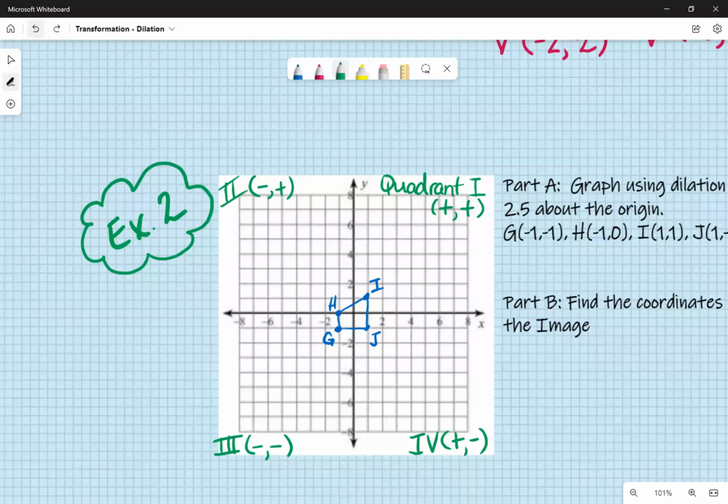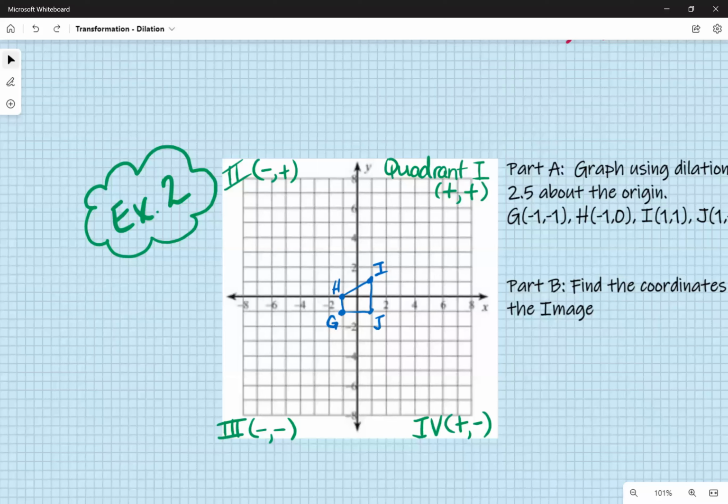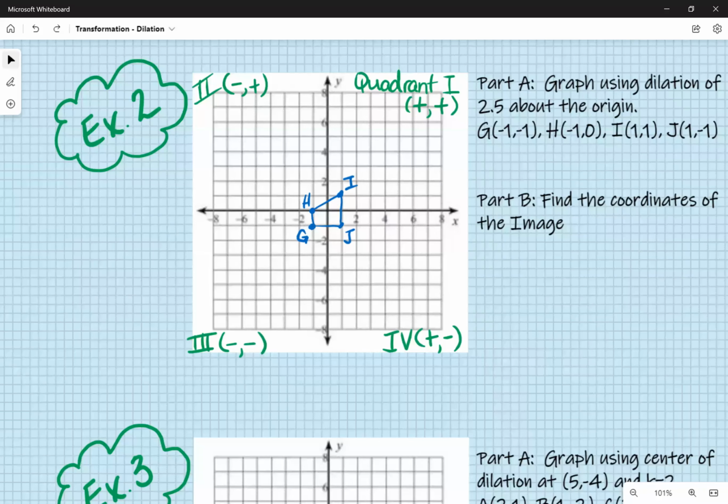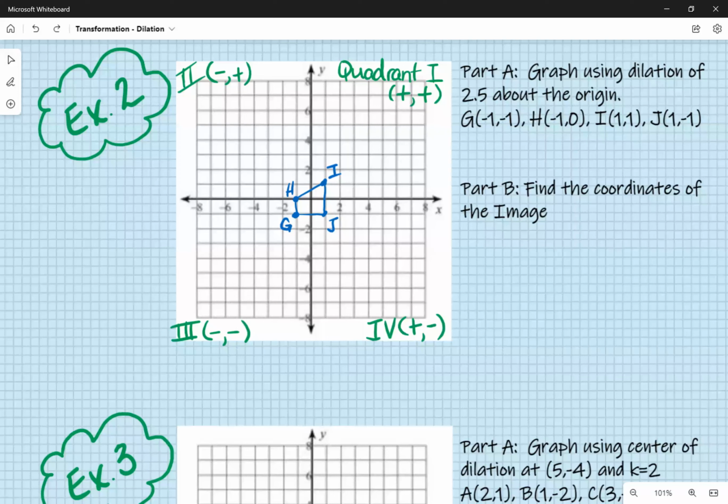So for example 2, let's get rid of that. I went ahead and just reminded you about the quadrants so that if you wanted to check your coordinates later, you can make sure that you're in the right quadrant. So what this is asking us to do is to graph using a dilation of 2.5, but we're still about the origin. So that means we're counting out from the center. So if we started out with -1 and -1 for G, then that means we're going to multiply both that X and Y by that 2.5. So that will give us our new coordinates.